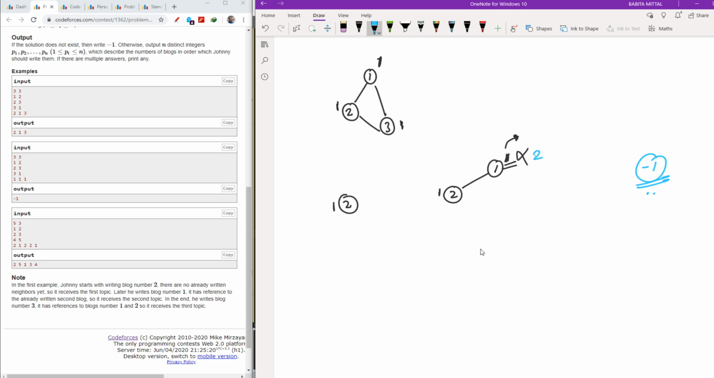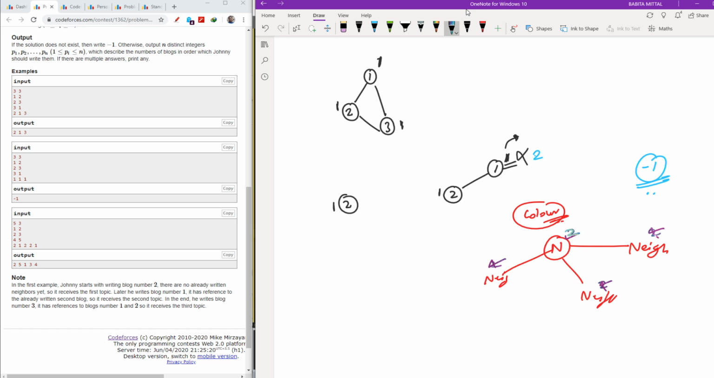So the first intuition which strikes my mind is that whenever I visit any node, then its neighbors should not have the same reference value, or you can say color, as in the code I will represent. So it should not have the same reference value. Suppose the reference value here is 2, so the neighbor should not have the reference value 2, because if the reference value of the neighbor is 2, then I will print -1 because it is not possible.